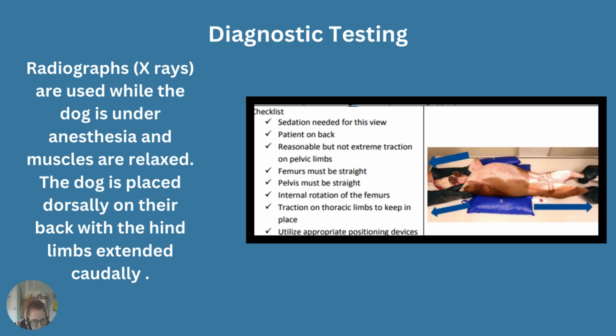Diagnostic testing is used to determine whether or not your dog has hip dysplasia or osteoarthritis. Radiographs or x-rays are used while the dog is under anesthesia so the muscles stay relaxed. The dog is placed dorsally, which means on their back, with the hind limbs extended caudally. The femurs are straight, the pelvis is straight, and there is internal rotation of the femurs. The thoracic or upper limbs must be kept in place, stretched utilizing the proper devices to keep that in place as well to get the proper pictures.